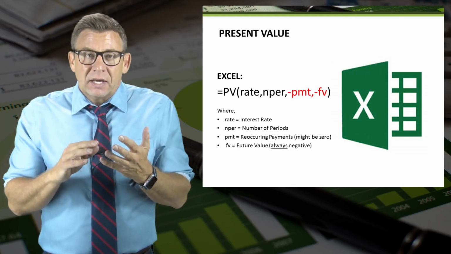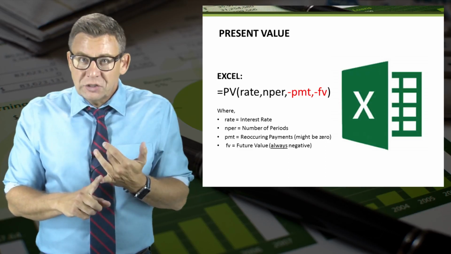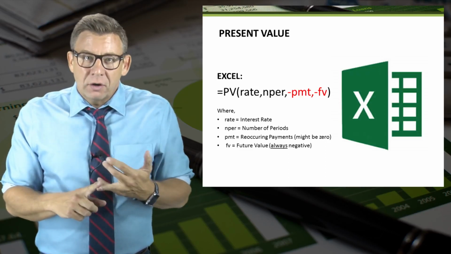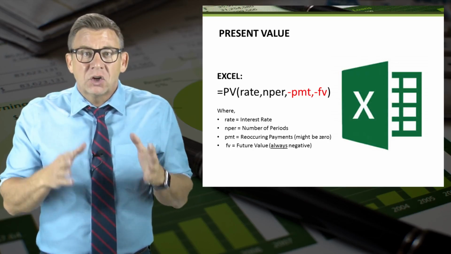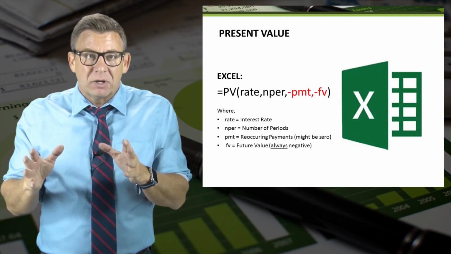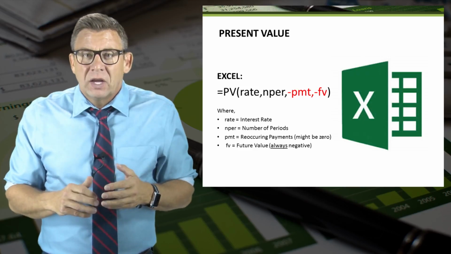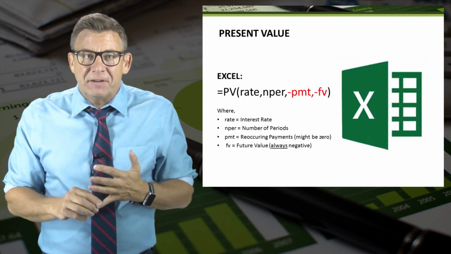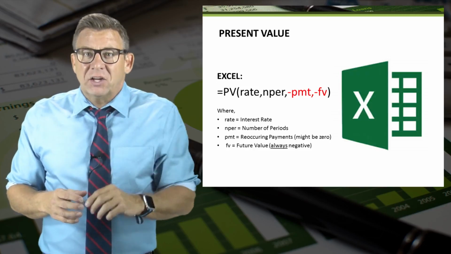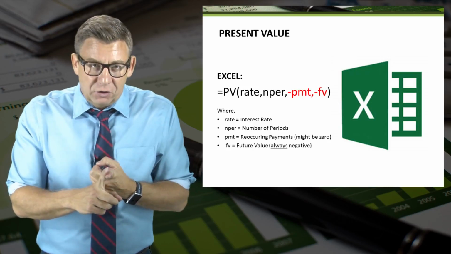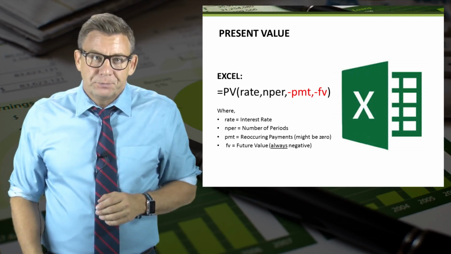The formula is equals PV, open parentheses, rate, which is the interest rate, N per, which is the number of periods, minus payment, which is a regular reoccurring amount, and it's possible that this could be zero because not every scenario has a regular reoccurring amount. And finally, minus FV, which is the future value. When solving for present value in Excel, future value and payment are always negative amounts.